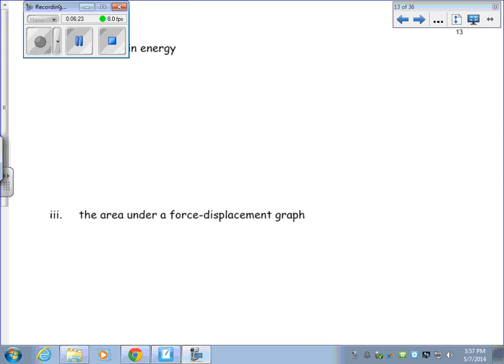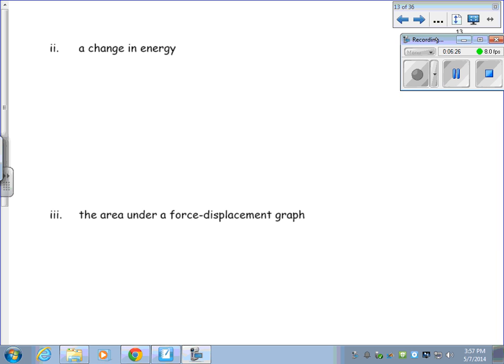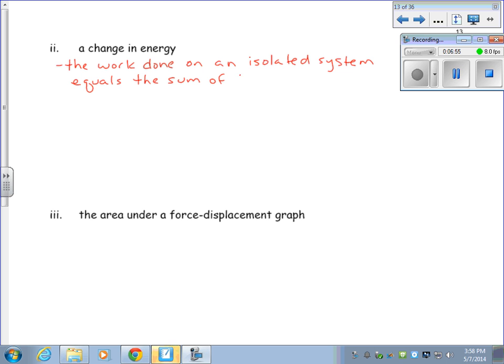You can also define work as a change in energy. So the work done on an isolated system, which means no friction, equals the sum of the changes in EP and/or EK.